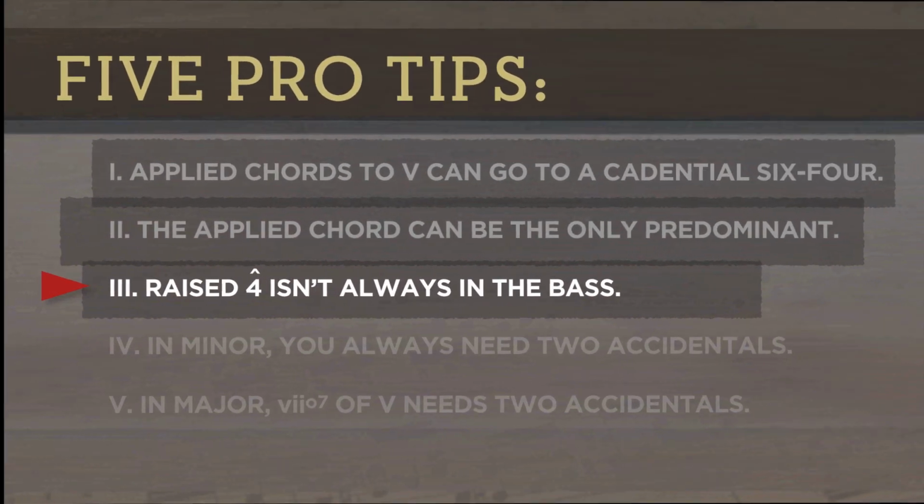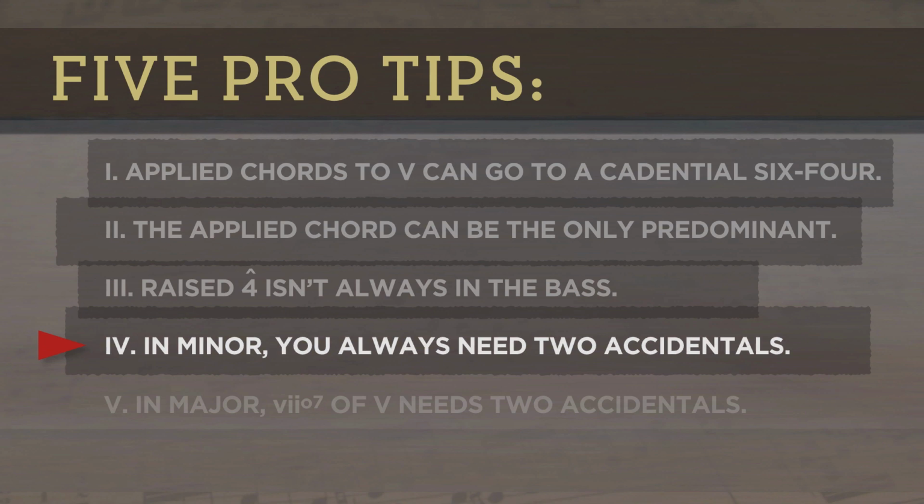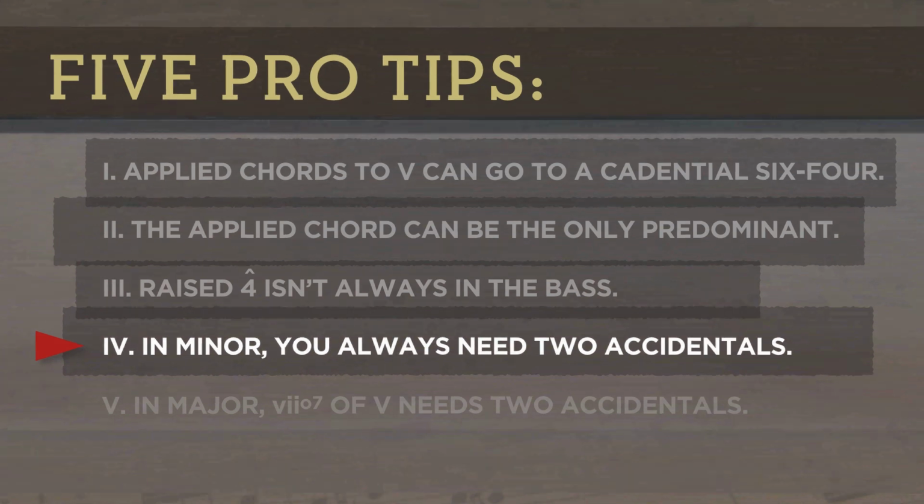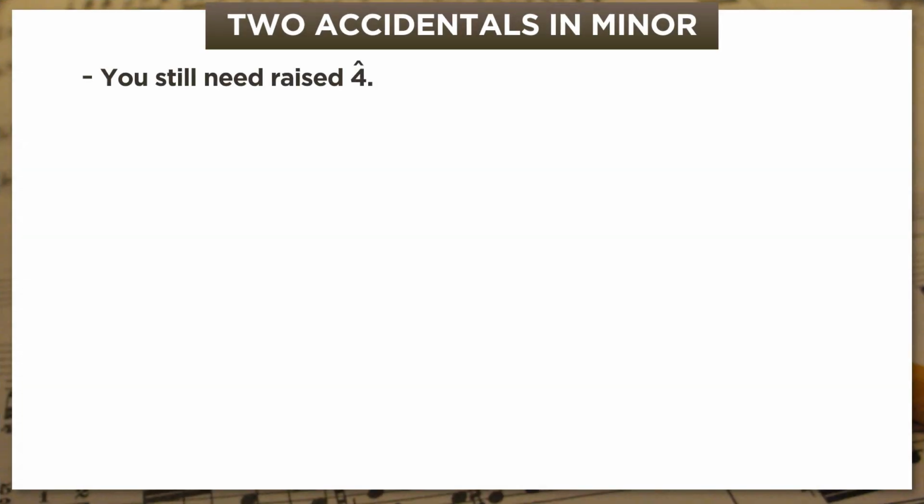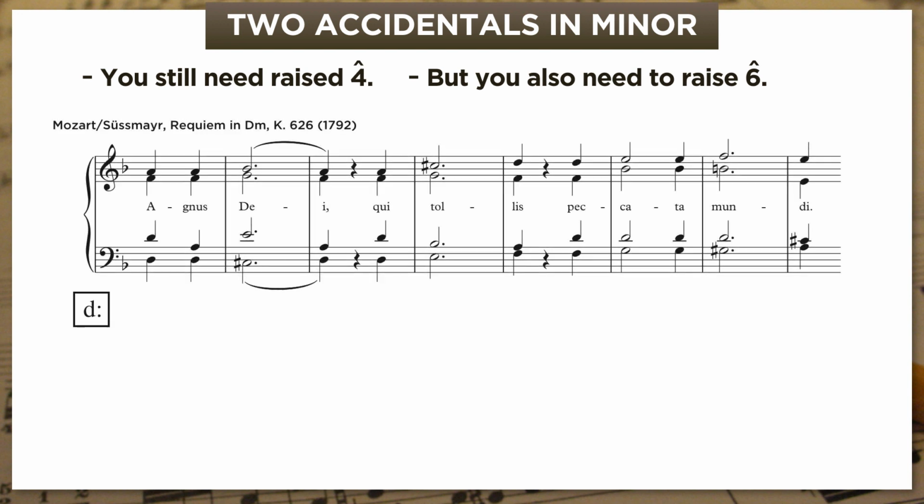Two pro tips left. Number 4, in minor keys, applied chords to 5 always have 2 accidentals. You still need to raise scale degree 4, just like major, but you also need to raise scale degree 6. Here is a phrase from Mozart's Requiem that uses a by-the-book stepwise bass. We start on tonic, dip down to scale degree 7, and then rise up the scale to 5, passing through sharp 4 on the way.